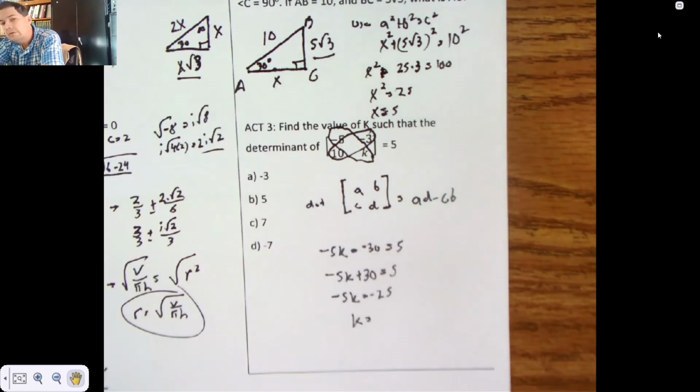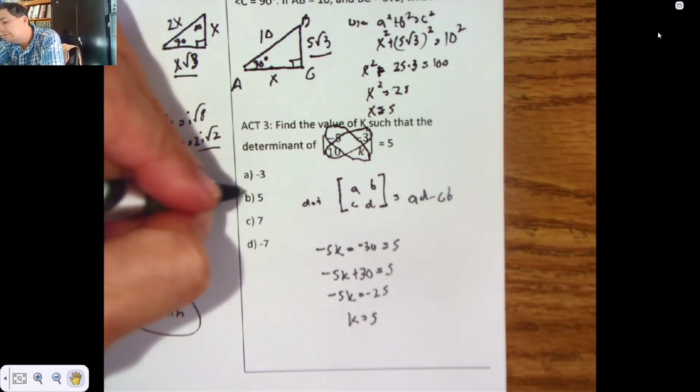And divide by -5, and my k value is 5. There you go on that one. On to the back side.